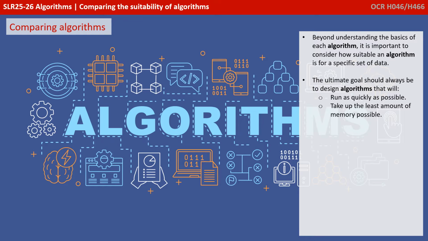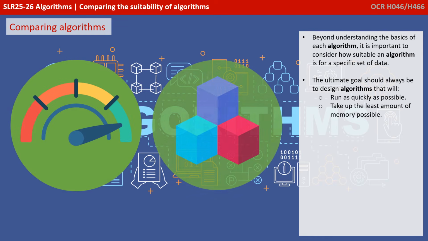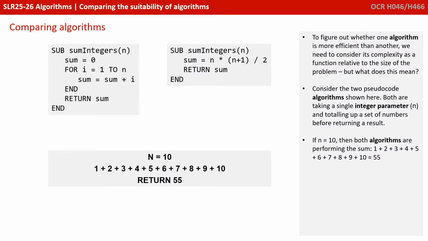Beyond understanding the basics of each algorithm, it is important to consider how suitable an algorithm is for a specific set of data. The ultimate goal should always be to design algorithms that will run as quickly as possible and take up the least amount of memory as possible. To figure out whether one algorithm is more efficient than another, we need to consider its complexity as a function relative to the size of the problem. But what do we mean by this?